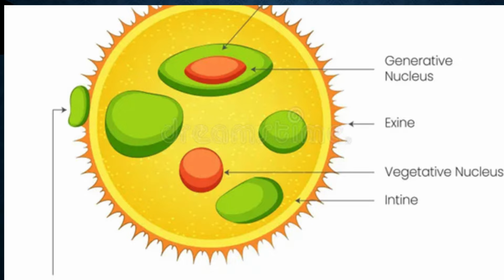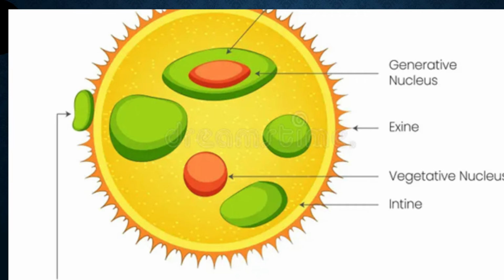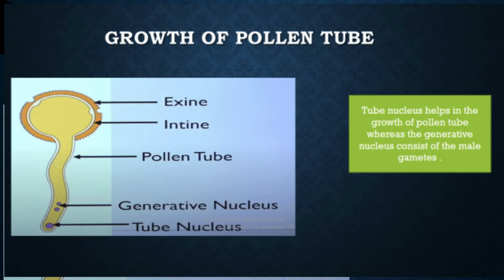We have two types of nucleus in the pollen grain. One is the generative nucleus present in the generative cell, and another is the vegetative nucleus, which will take part in the formation of the pollen tube. This is the structure of the pollen grain. Now once the pollen gets stuck to the stigma, the pollen grains start forming the pollen tube. The pollen tube will start forming as soon as the pollen gets stuck to the stigma.